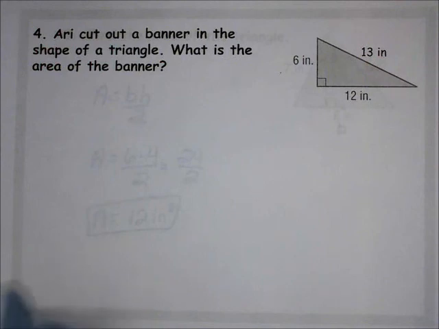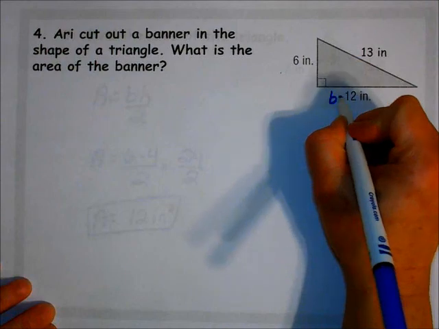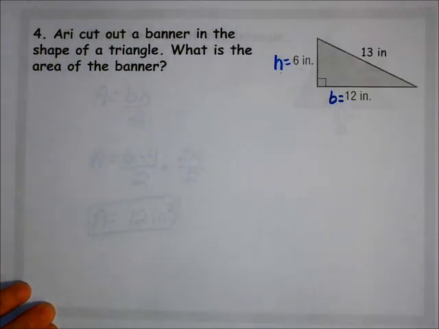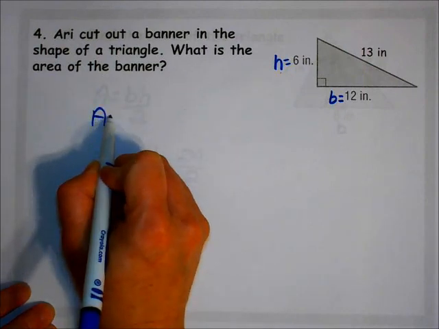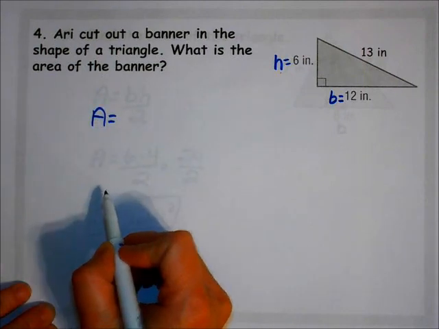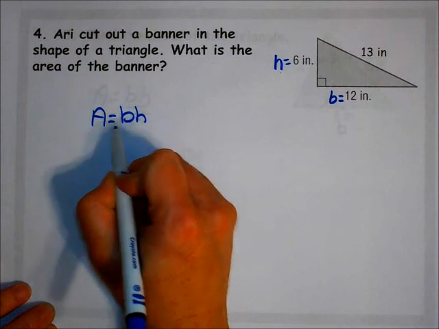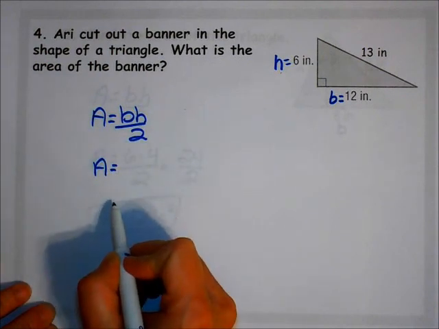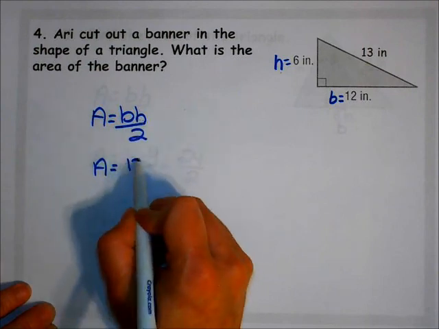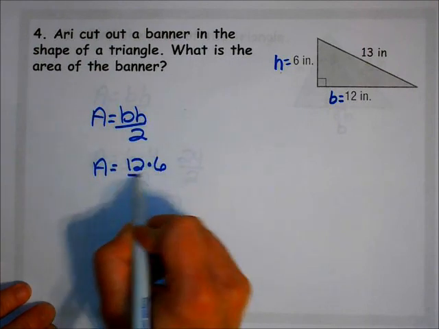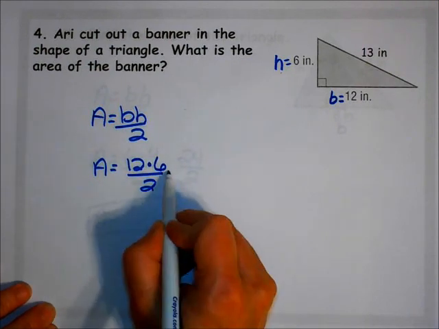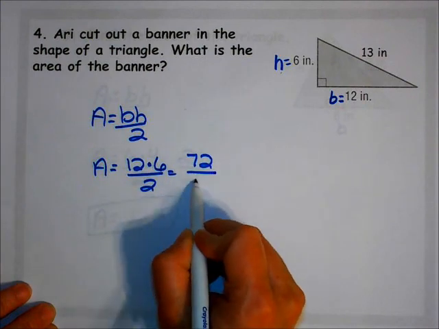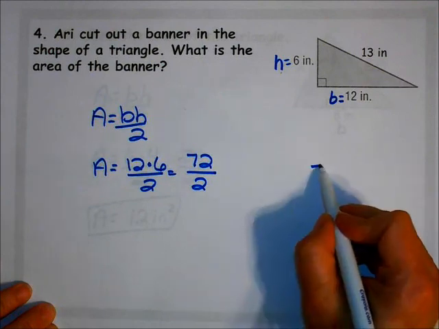Okay, let's check your answer. You should have said that the base was 12 and the height where it's standing up tall and straight is 6. So your formula of area of a triangle is A equals base times height divided by 2. When you plug in your base times height, that's 12 times 6 divided by 2. 12 times 6 is 72. Then I have to divide by 2.